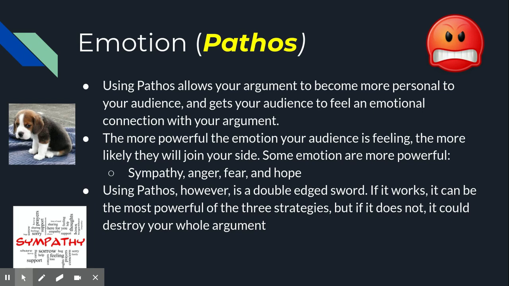And some emotions are more powerful than others. Feeling sympathy for something, being angry at something or someone else, fear of something, fear of losing something a lot of the times, and hope for something better. These are some strong emotions that are often used to give an argument and to persuade people to do something.